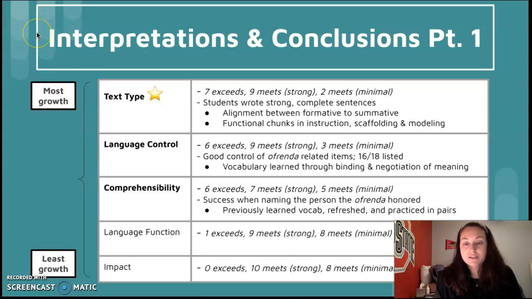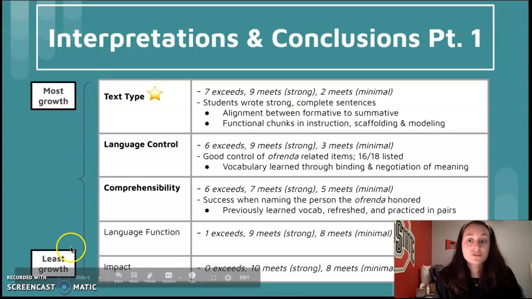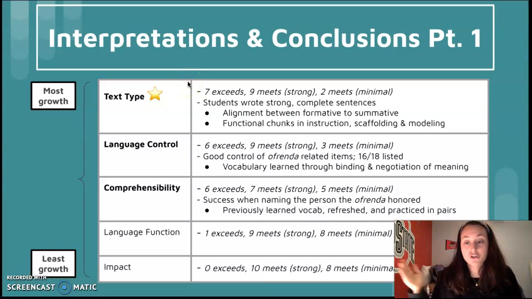I will now discuss my interpretations and conclusions of this data. As you can see here, I have reordered the IPA criteria from most to least student growth. I made these classifications based on the individual numbers that each learner scored across these categories.